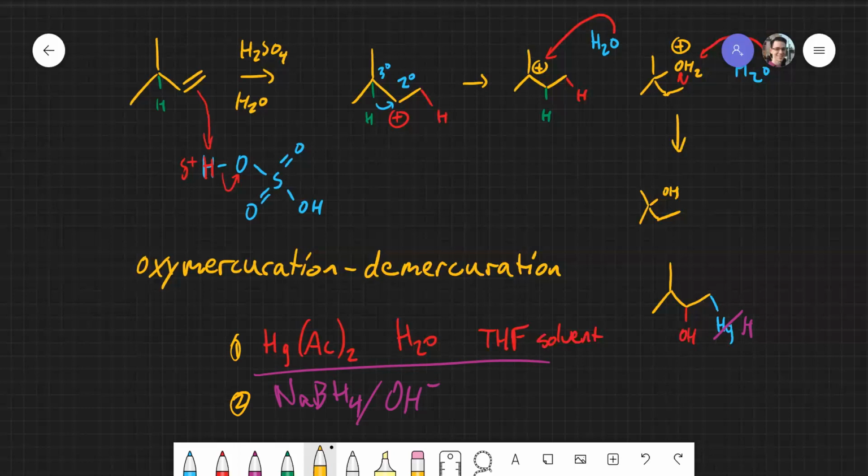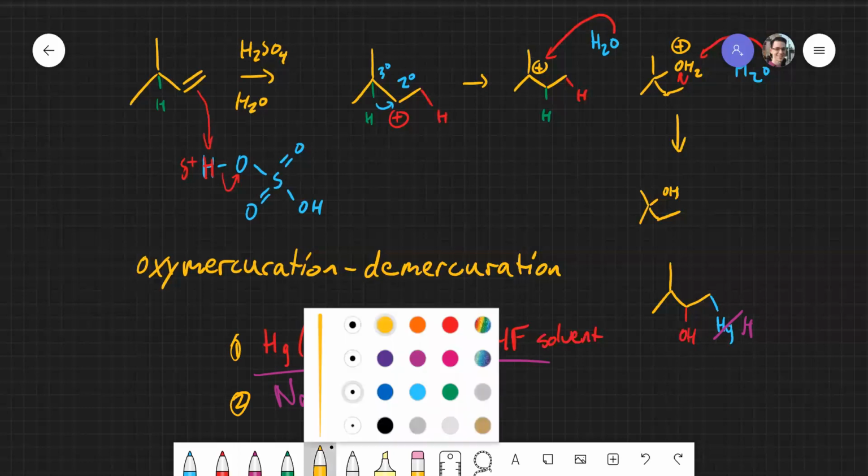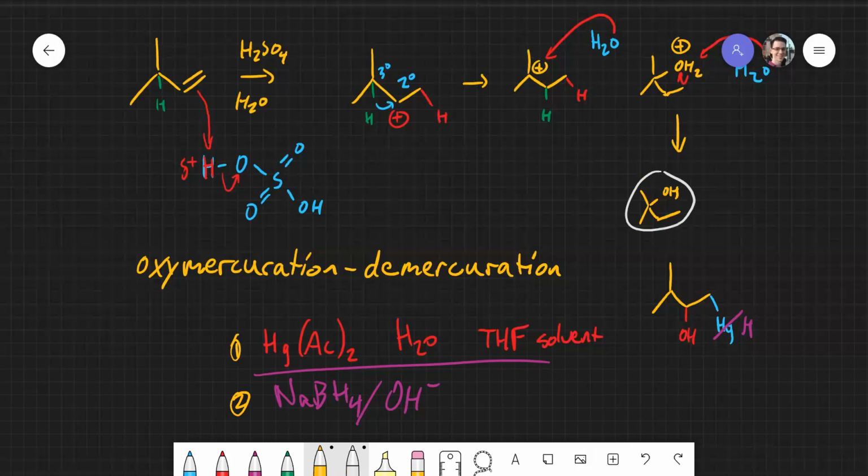But like I said, the notable thing here is that the mercury, when it bonds initially, stabilizes the carbocation, preventing rearrangement. So again, if we look back at that previous example, we would not get this as our major product. In fact, we wouldn't get that at all. We would get a secondary alcohol as our product using oxymercuration demercuration. So it's a notable one to remember, just for the fact that it's able to avoid rearrangement. And if we're using complex substrates in which rearrangement is possible, this can be very useful.